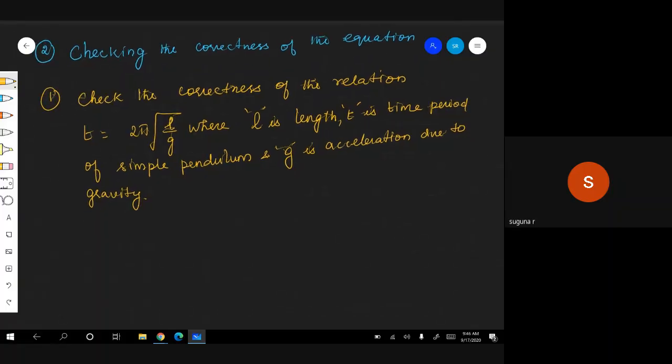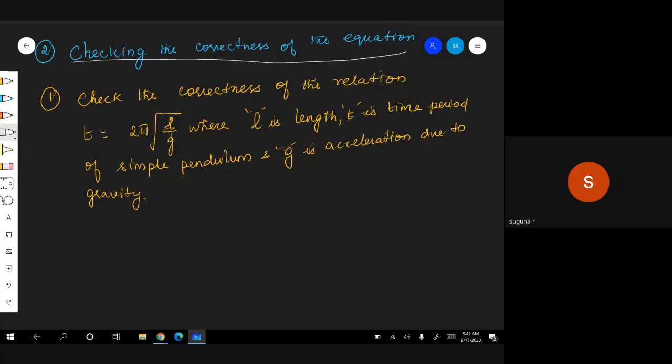Checking the correctness of the equation. Now check the correctness of the relation T is equal to 2 pi into root of L by G, where L is the length, T is the time period of the simple pendulum, and G is the acceleration due to gravity. Very simple. Checking the correctness of the equation dimensionally, I told you this we are doing dimensionally. One equation means there will be one LHS and RHS. So you have to see whether the dimension of LHS and the dimension of RHS are both the same.